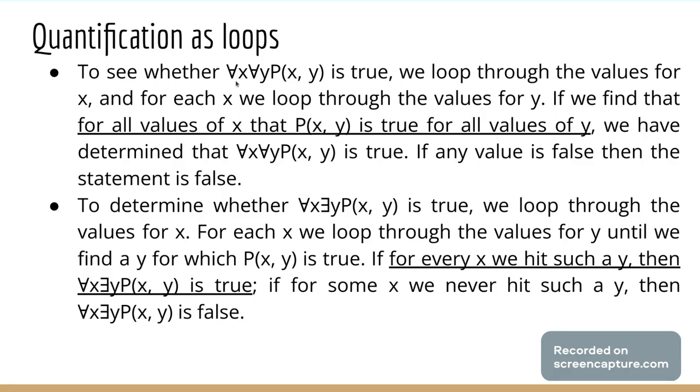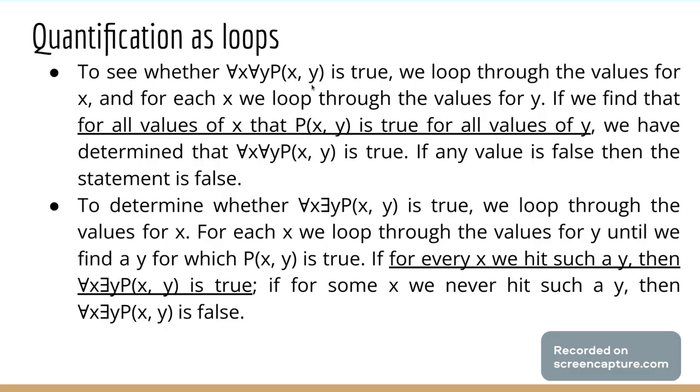We have for all values of x, all values of y, P(x, y) will be true. So we have a loop with all x values, and within that loop we have a loop with all y values. If the expression P(x, y) returns true for all the x and y values, then this particular statement is true.